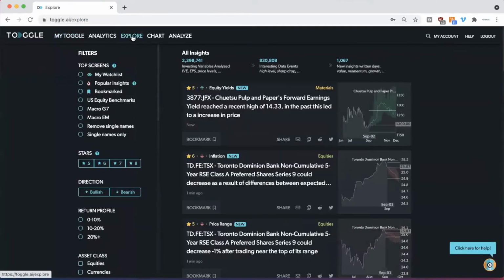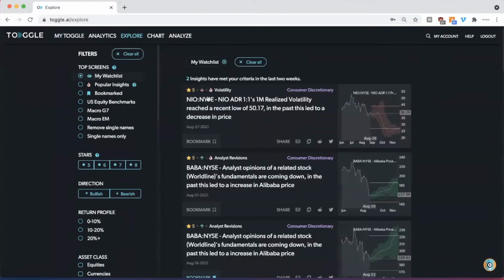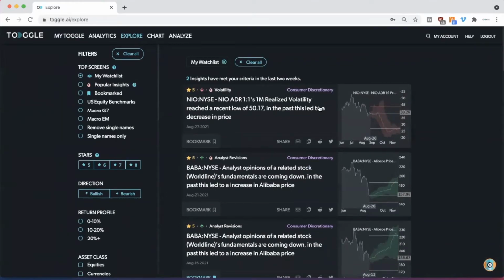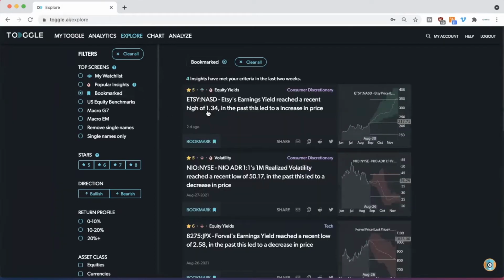Another cool way to see exactly what insights are released based on assets in your watch list is by using the My Watchlist filter. If you hit My Watchlist, all the insights from the last week relating to the assets on your watch list will pop up. If you like one and you can't read it now, but you want to check it out later, just hit bookmark. And then if you go to the bookmark filter, it'll be right there waiting for you.